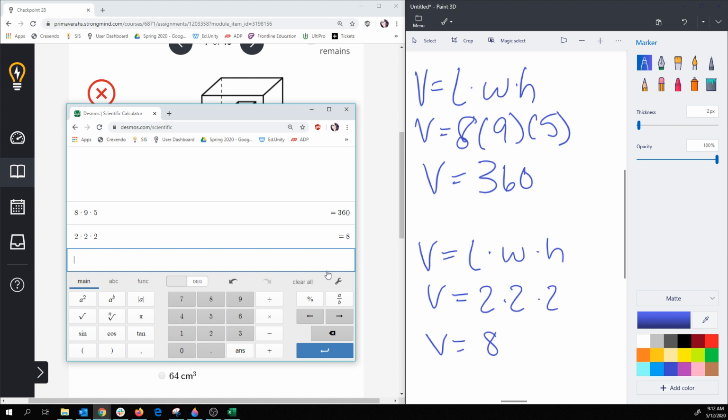So now the last thing we need to do is our subtraction, which would be 360, and we're going to subtract that from 8. So 360 minus 8 gives me 352.